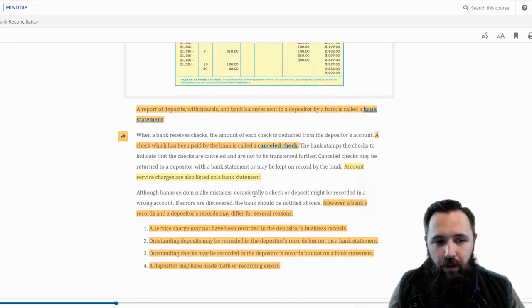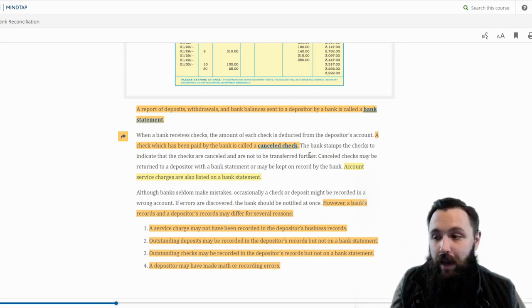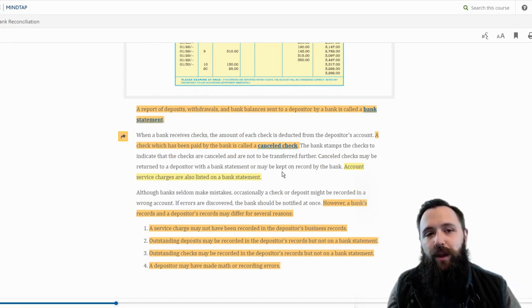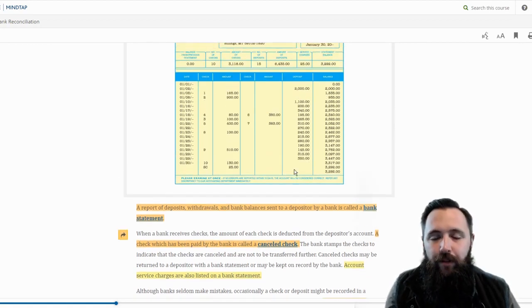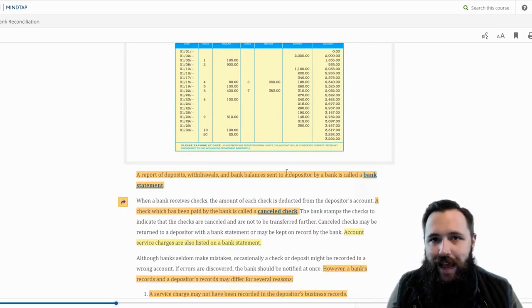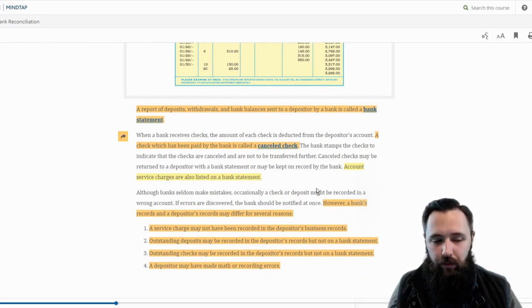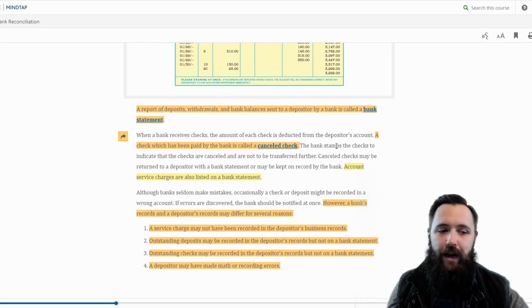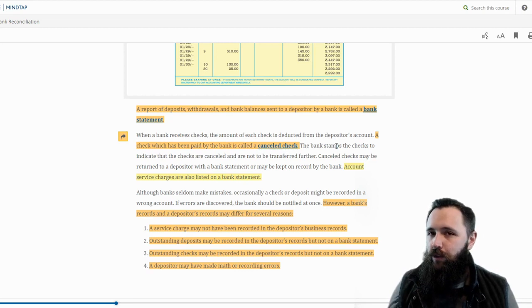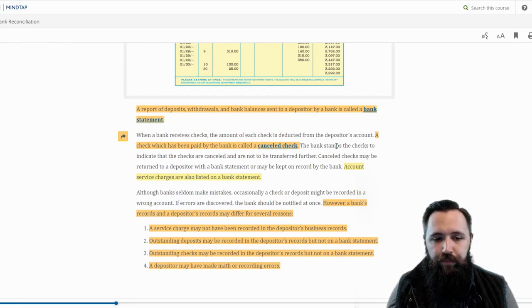It says the bank stamps that check to indicate that the check is canceled and cannot be transferred any further. Canceled checks may be returned to a depositor with a bank statement or may be kept on the record by the bank. So if you get this bank statement, all those canceled checks could actually come with it. That doesn't happen a whole lot. A lot of people don't receive paper bank statements, or if they do, it's electronic. But account service charges are also going to be listed on a bank statement, and that's going to be one of the big things that we need to reconcile here, a service charge from the bank.